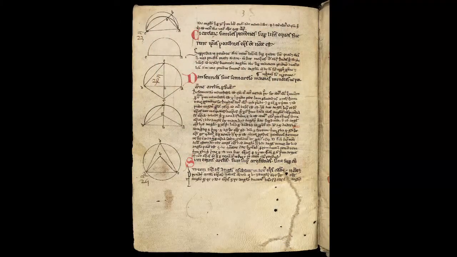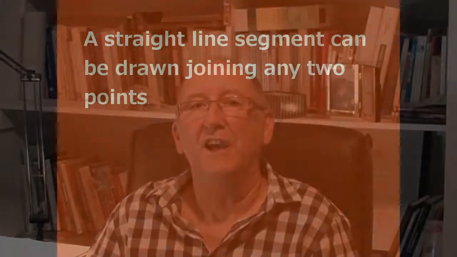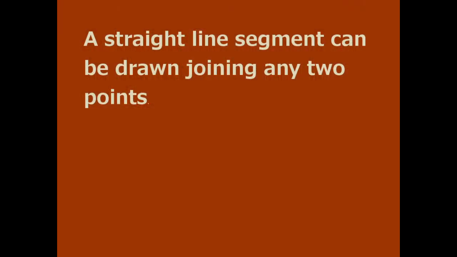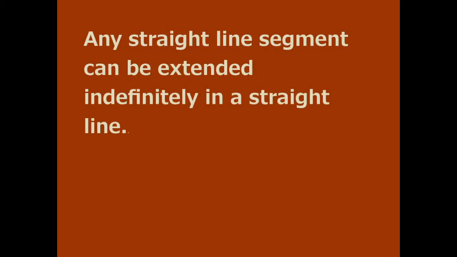School geometry for hundreds of years has been based upon the work of Euclid, a Greek mathematician who lived around 300 BC, whose Elements has had an enormous impact on generations of students. Euclidean geometry is based on 5 fundamental axioms or postulates. First, a straight line segment can be drawn joining any 2 points. Second, any straight line segment can be extended indefinitely in a straight line.